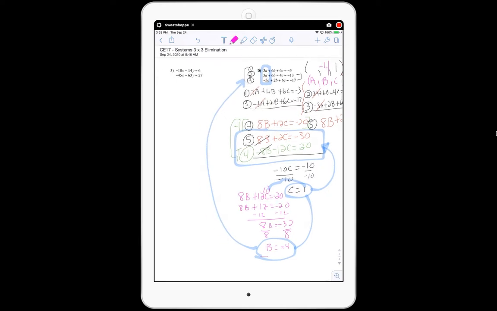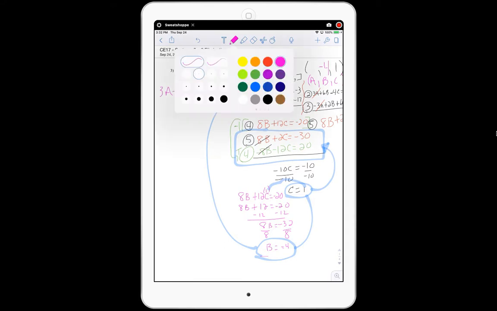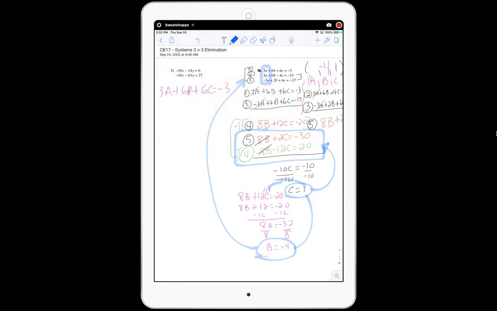So I'm going to scoot over a little bit. I've got 3a plus 6b plus 6c equals negative 3. But I am substituting in, instead of c, I'm going to put a 1. Instead of b, I'm going to put a negative 4. Now I can solve for a. So I'll go ahead and say 3a, 6 times negative 4 will give me negative 24, 6 times 1 is 6, equals negative 3.